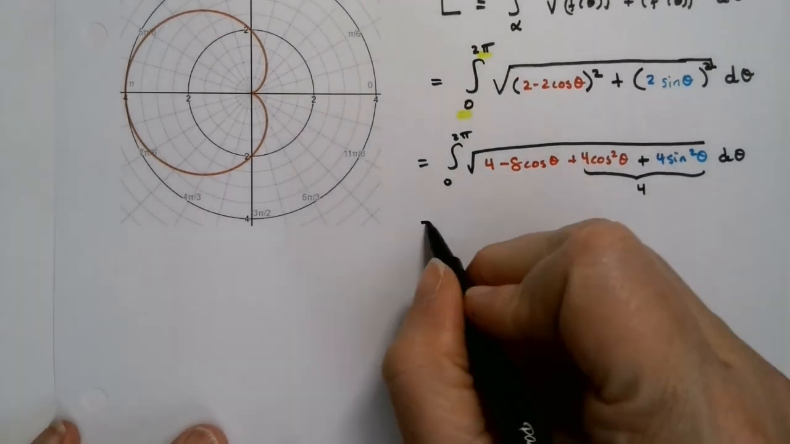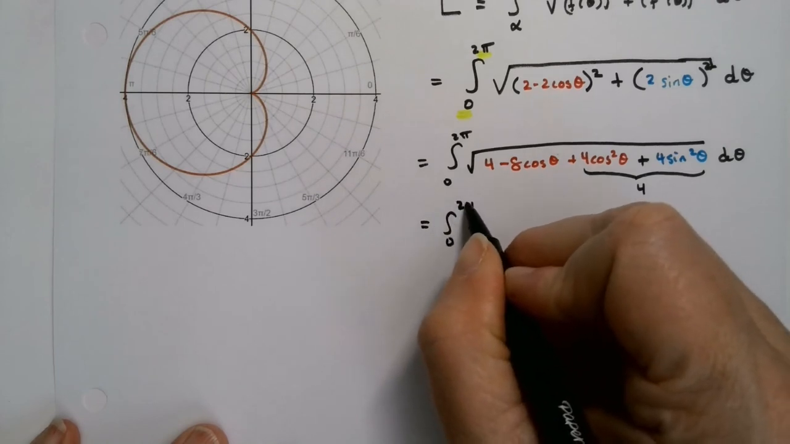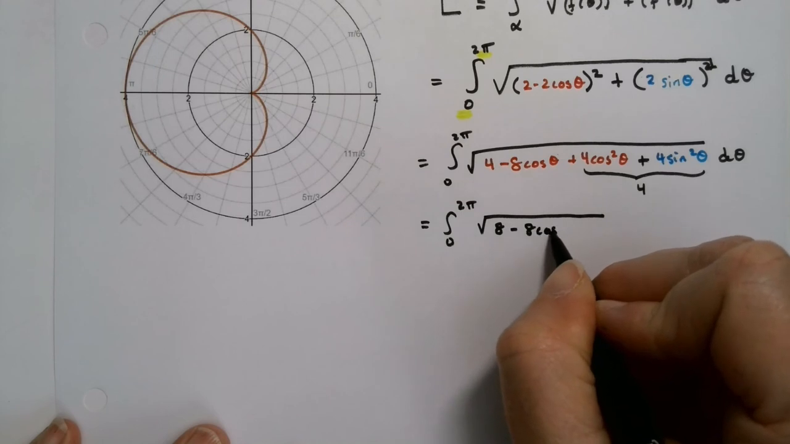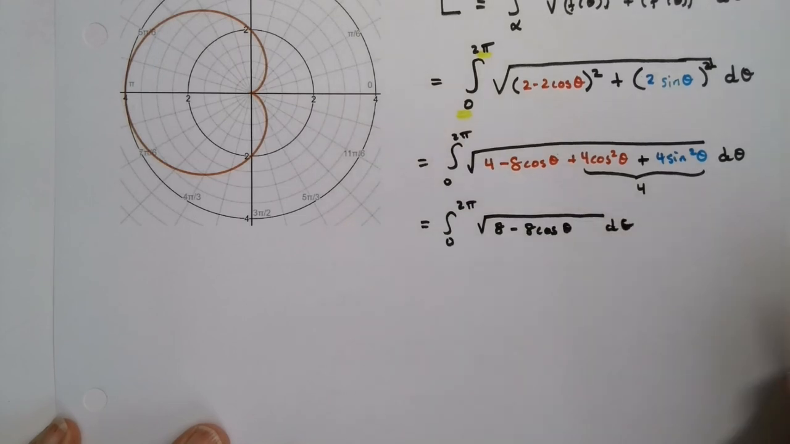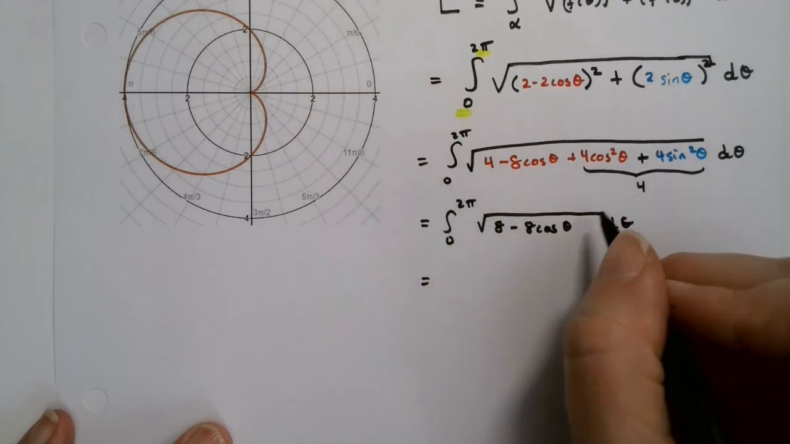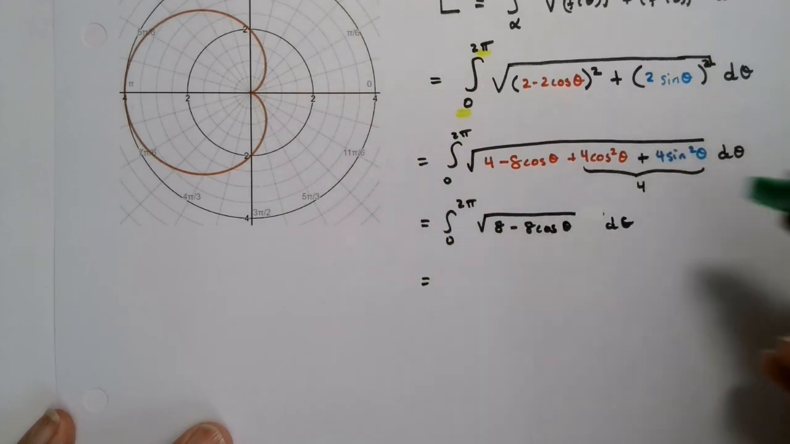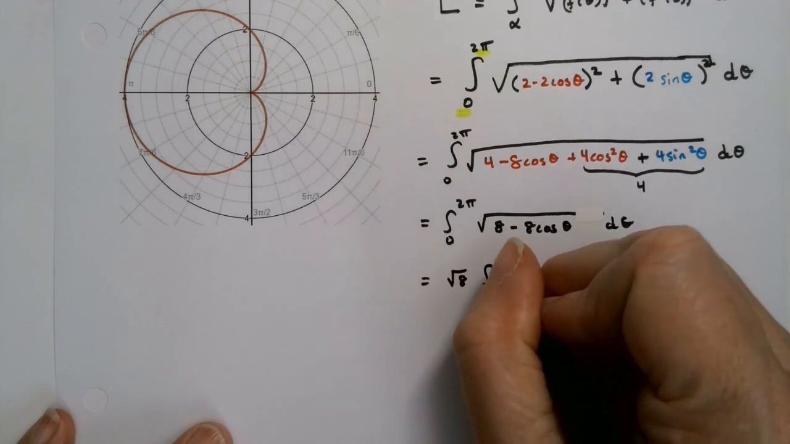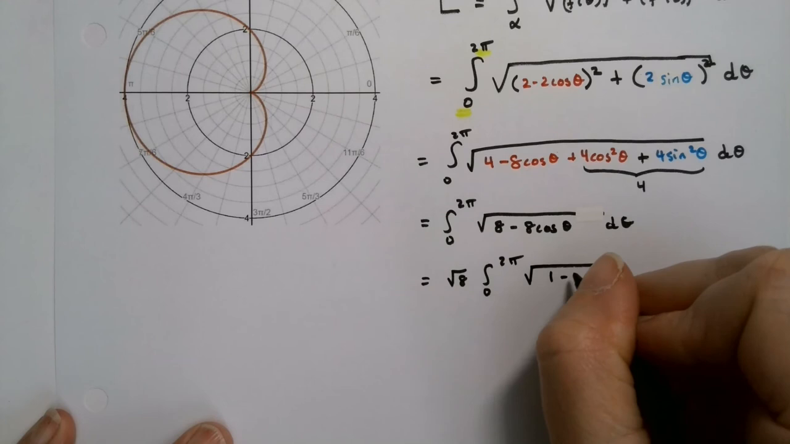So this is equal to the integral from 0 to 2 pi of the square root of 8 minus 8 cosine theta d theta, which is equal to, I could take this 8 out of there. So the square root of 8 times the integral from 0 to 2 pi of the square root of 1 minus cosine of theta.